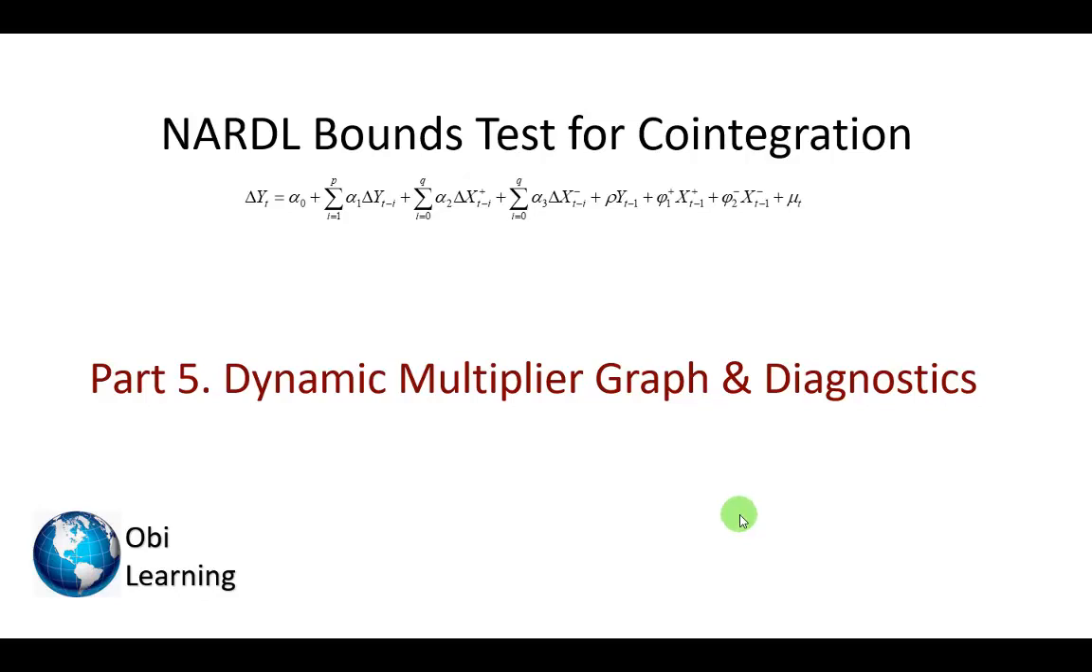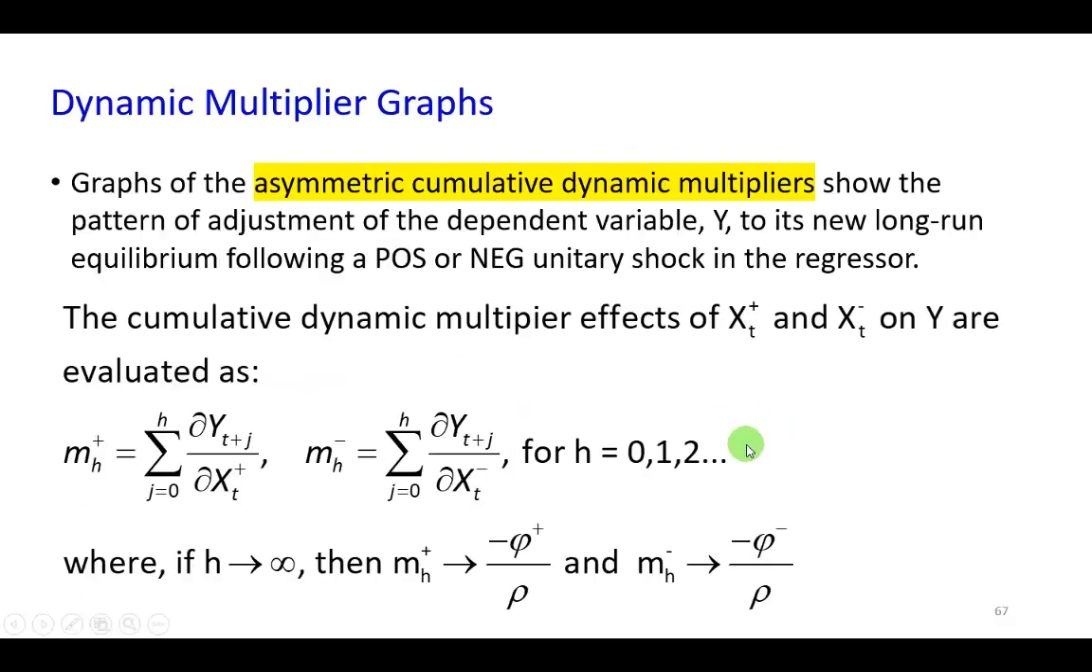In this final part of my NARDL series, I'm going to show how to obtain and interpret the dynamic multiplier graph and also present some diagnostics. As a quick reminder, they are dynamic multipliers that I discussed at the outset of this presentation. They're going to show the pattern of adjustments of the dependent variable to its new long-run equilibrium after a shock has occurred, a positive or a negative shock in this case, in the regressor.